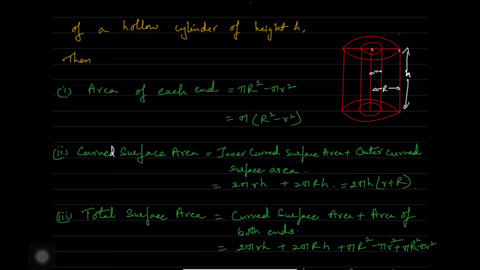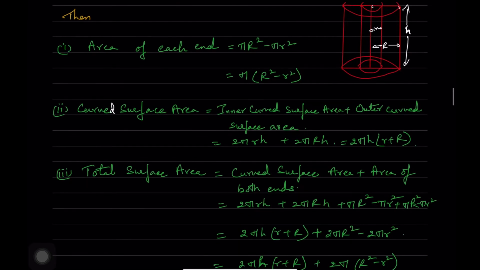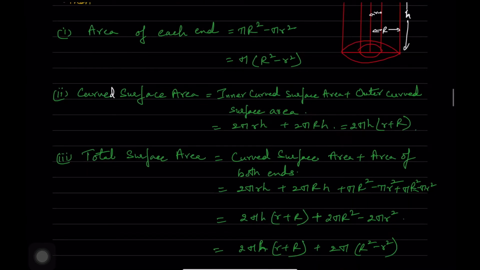Therefore it is equal to 2 pi H into (r plus R). The total surface area is again the curved surface area plus the area of both the ends. So what you have here is 2 pi r H plus 2 pi R H, and the area of each end, you can see from the top also, is pi R square minus pi r square. You are having two ends.